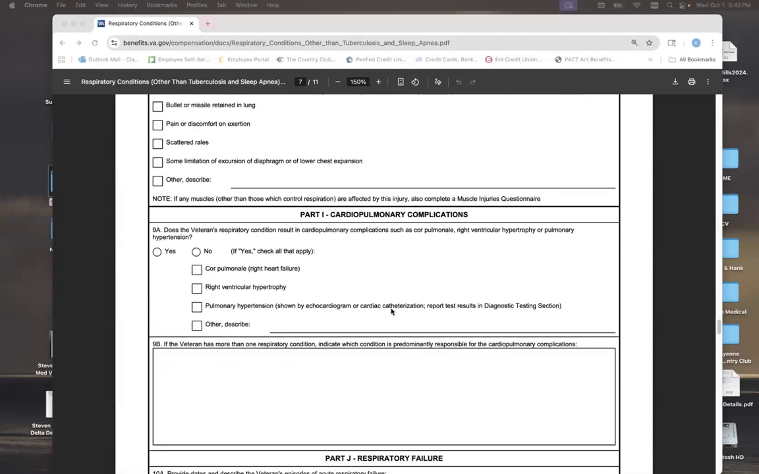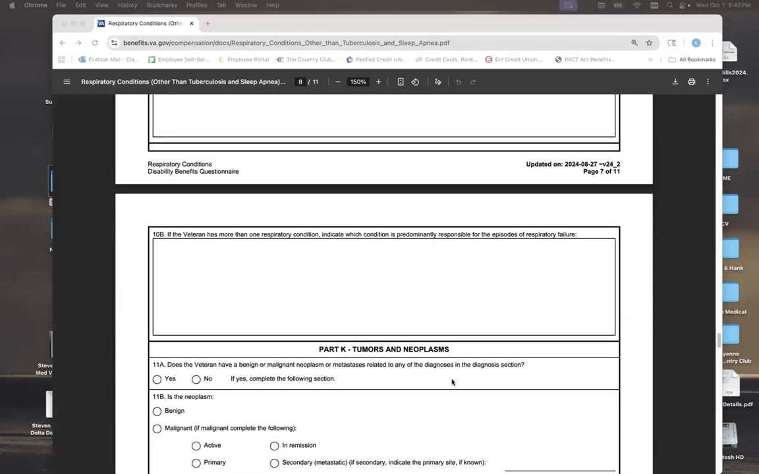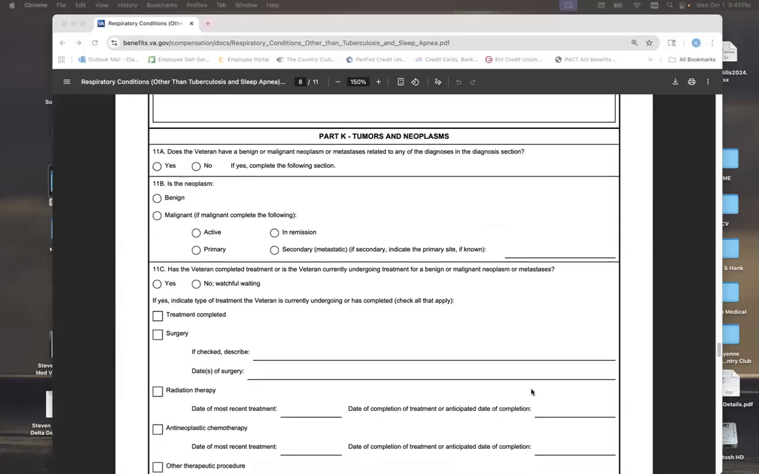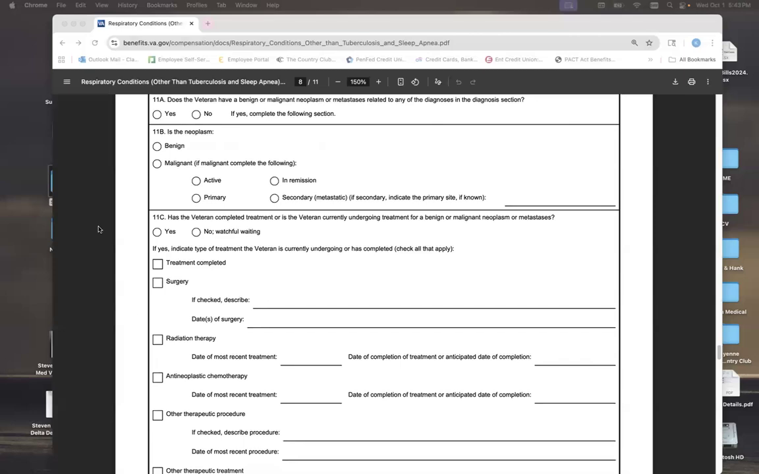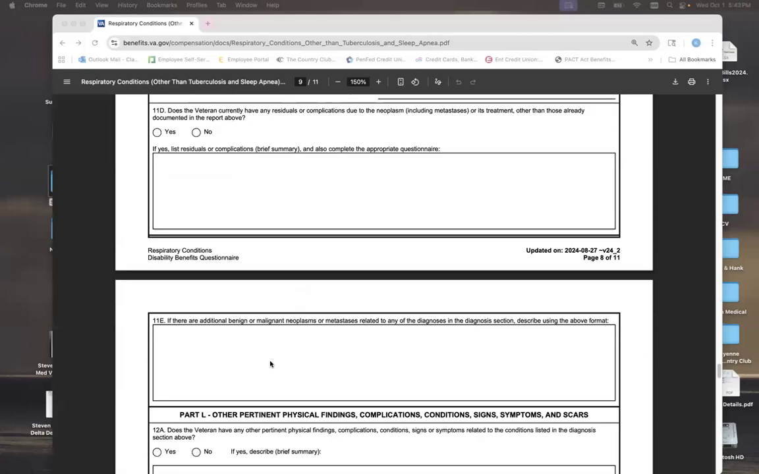That's where this goes. If there's been respiratory failure, acute respiratory failure, then that would be documented in Part J. Tumors and neoplasms would be in Part K. Again, that would definitely be in the medical records. And it goes into, has there been surgery, chemotherapy, radiation? So that would all be in the records.